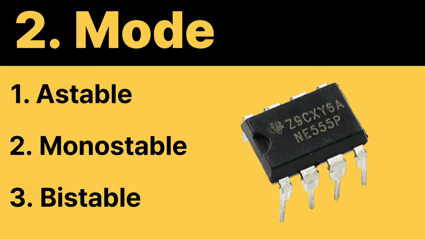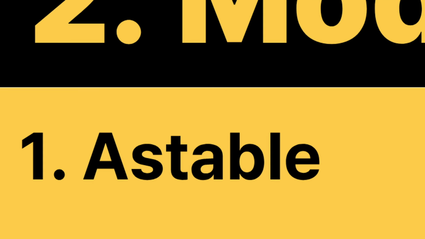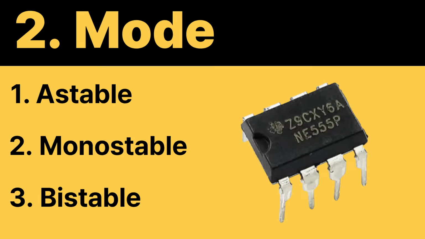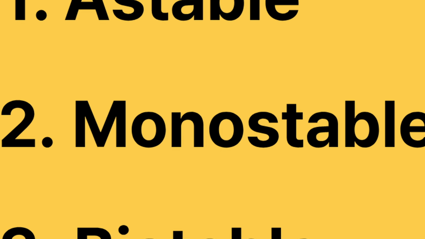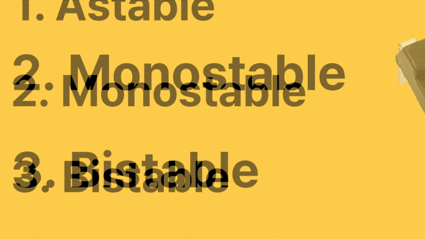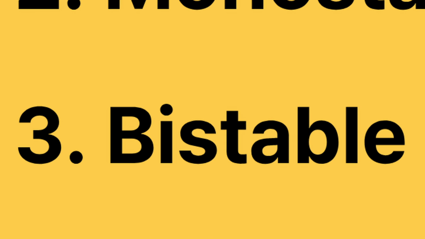This IC allows you to select one of three modes. First, astable mode. When power is connected, it automatically generates a continuous square wave pulse. Second, monostable mode. It is normally in a low state, and when it receives a signal, it outputs a momentary high pulse. Third, bistable mode. It works like a simple flip-flop. It is turned on by the trigger pin and turned off by the reset pin.